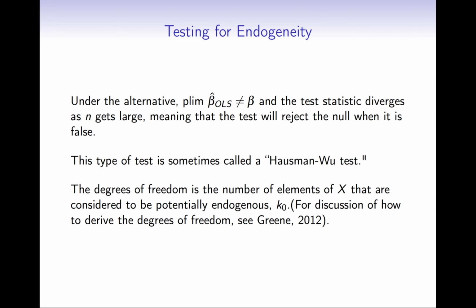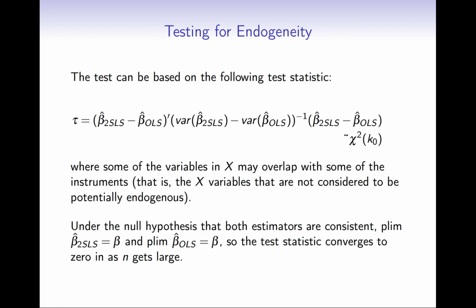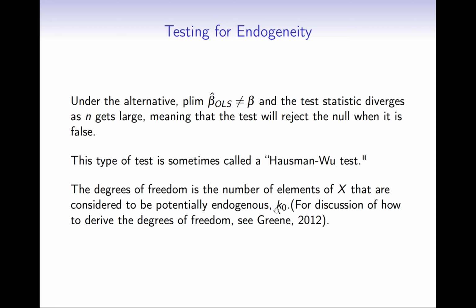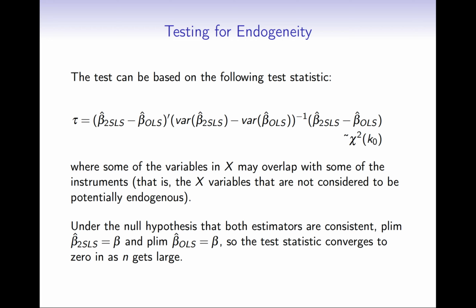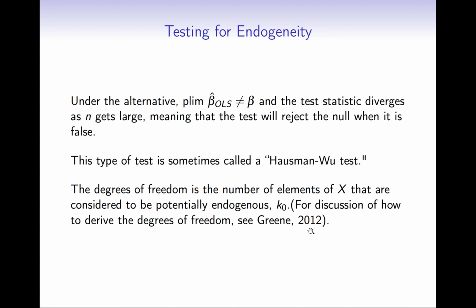Actually, I did not put in that much about the degrees of freedom of the chi-square. The k-naught is the number of elements of X that are potentially endogenous. So if we think all the elements of X are potentially endogenous, then that would be the dimension of X. I didn't prove why it's that, but if you want to look for a proof, it's a little bit more involved, but you can look at Greene. He actually shows how to derive this.